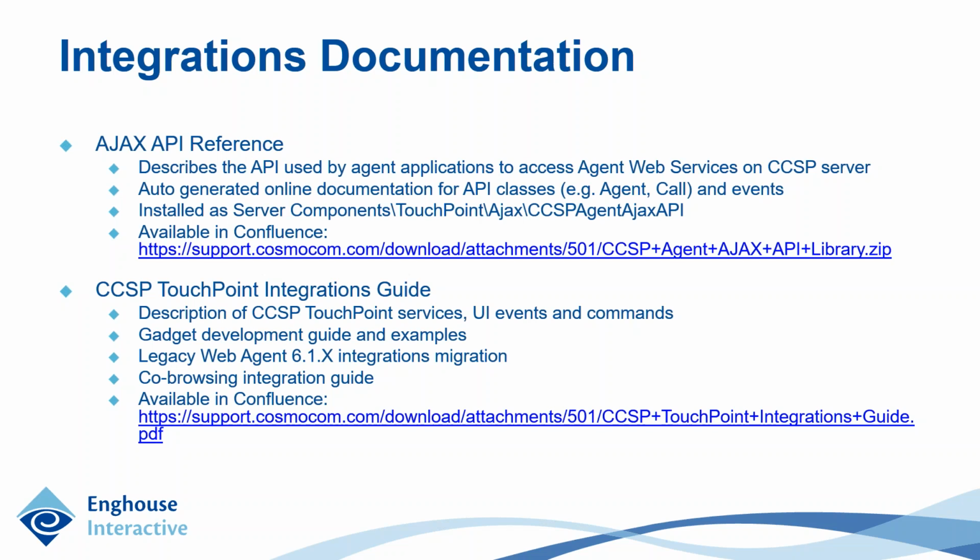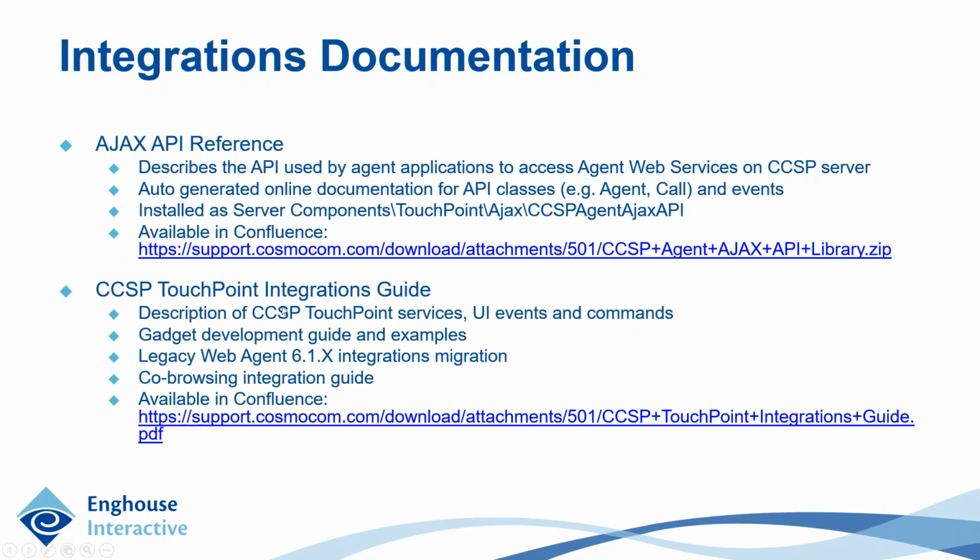There are two main sources of reference for the integrations development. The first is the Ajax API, which describes the interface used by any agent application, of which Touchpoint is just one, to access the agent web services on the CCSP server. The agent web services provide access to the agent and call objects in the system. So what we've done is generate online documentation for these classes and all the events that can be raised and consumed by the agent applications. This is installed as part of the Touchpoint application in this location under the CCSP server, but it's also available in Confluence at this location as a zip file.